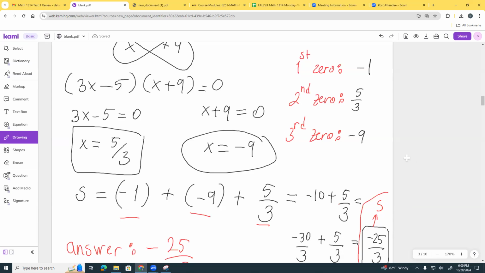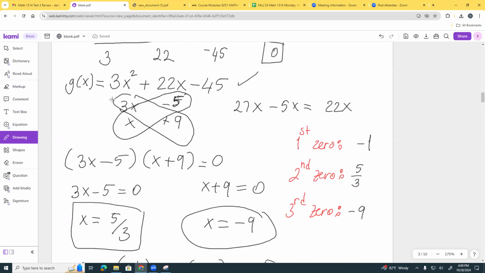Yes, Alan. You said worst case scenario, we can't figure that out. We can do that. So if you don't know how to factor this, A is 3, B is 22, C is negative 45. You can use the quadratic formula. You're going to find the same 2 answers as me, but it's just going to take longer.